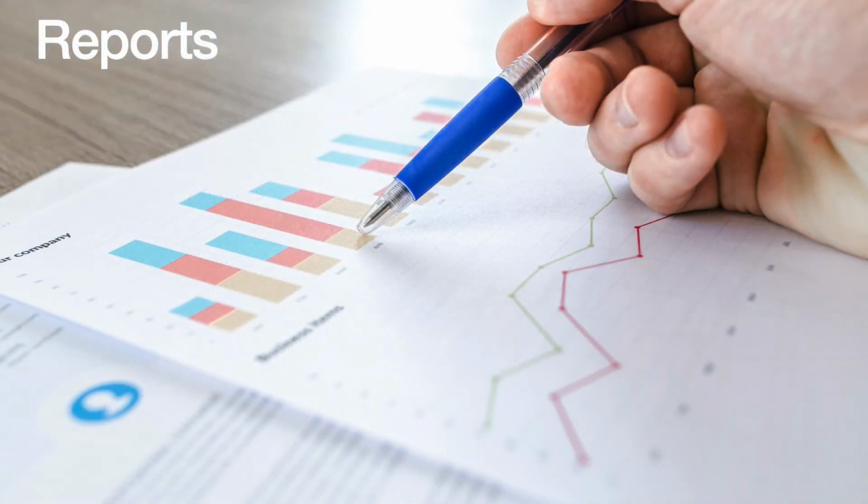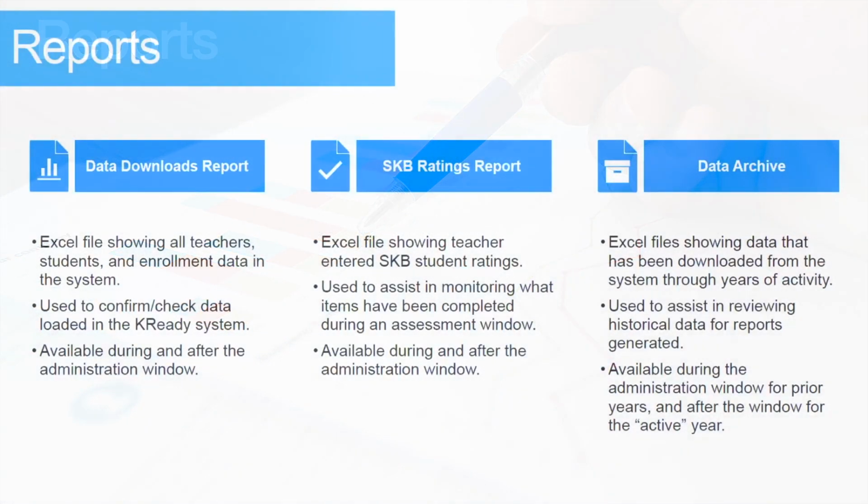The first one is that data downloads report. And this is used more, like I say, as a managerial report because you want to look at that data, see what has been uploaded into the system. And this is used to confirm and check that the information that's loaded is all accurate. If there's a name change or spelling error, you want to make sure you change that manually. And this report is available both during and after the window for you to generate at any time.